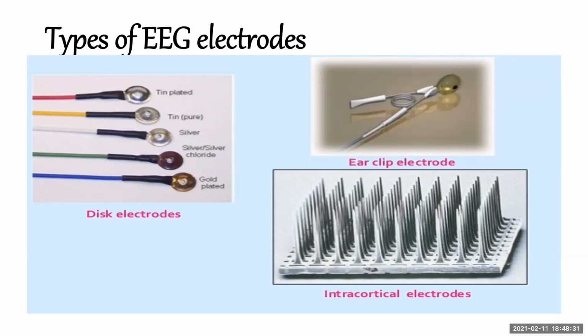Okay, so actually there are a few types of EEG electrodes that we need to know. The most common one that we use in the hospital is these electrodes. This can be an ear clip electrode, just like in the picture, and also intracortical electrodes.